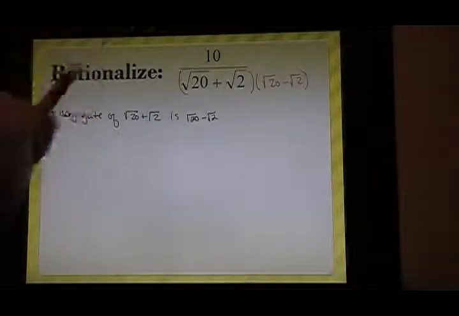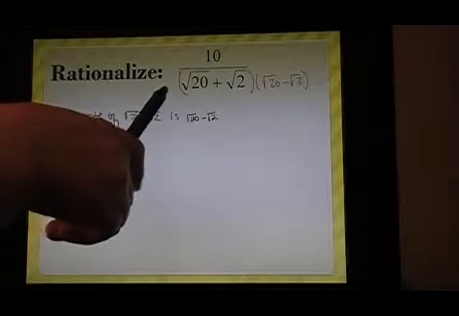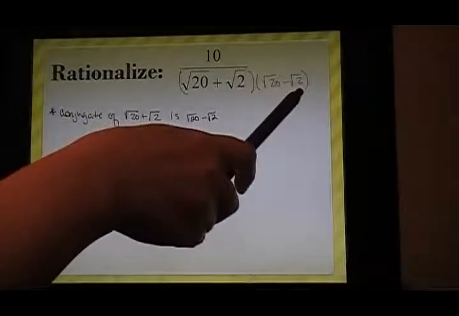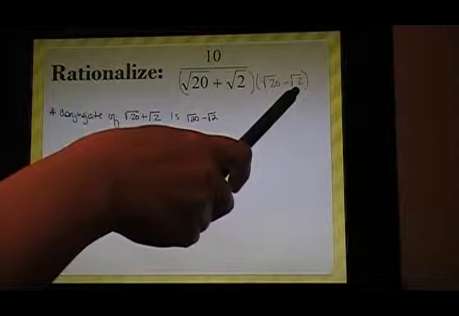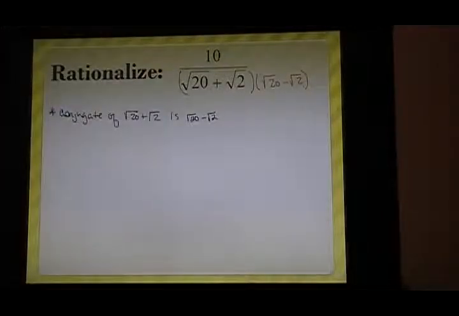Same idea still applies. When we are rationalizing, we're creating an equivalent fraction. So if we're multiplying the denominator by the square root of 20 minus the square root of 2, we must also multiply the numerator by the same so that we create an equivalent fraction. Okay? Doing these multiplications to simplify.